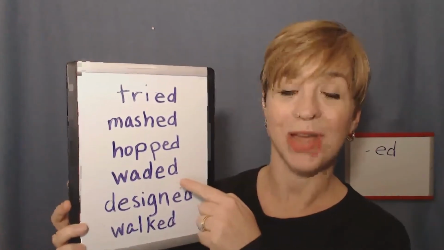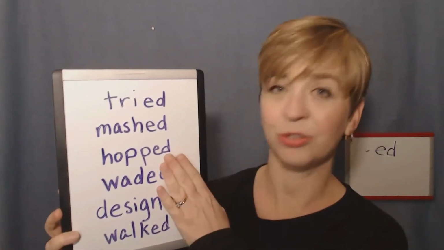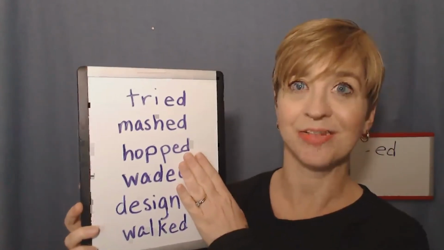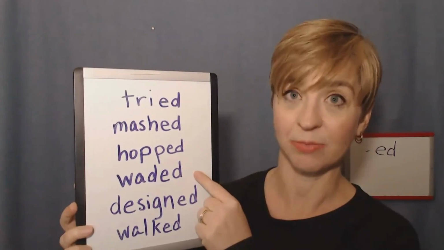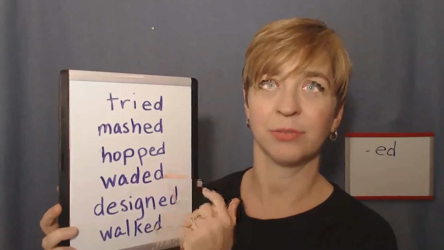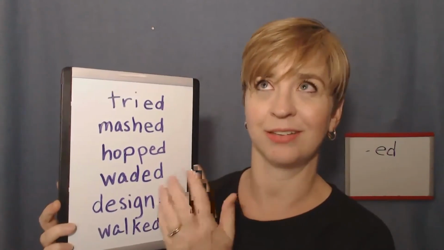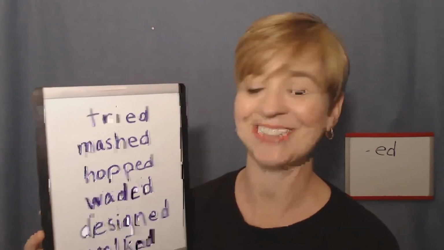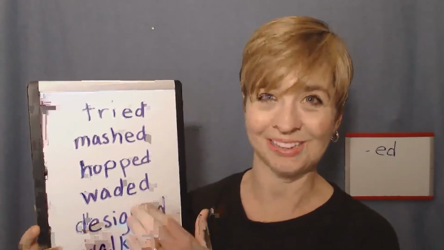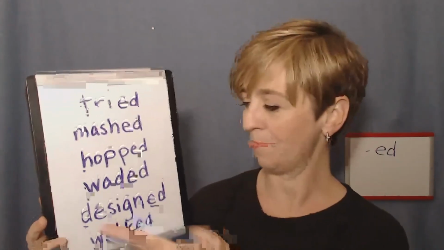Waded. The initial verb ends with a D sound, so we do add an additional syllable. Waded. Because you can't really say wade-d. I don't even know how to add a D sound to the end of wade without adding an additional syllable. Waded. What about this one?